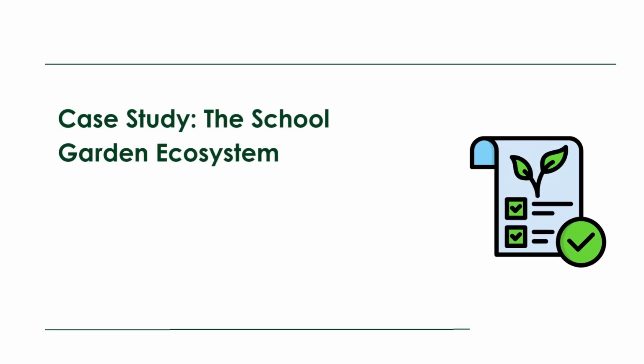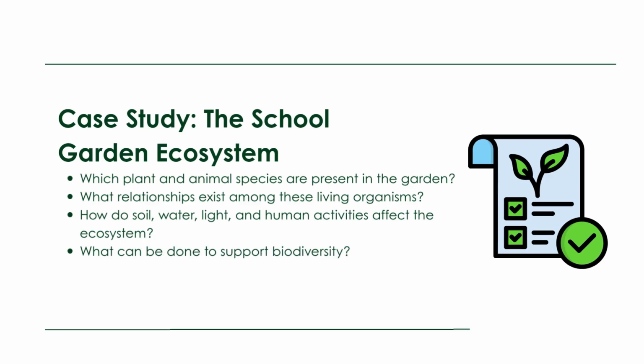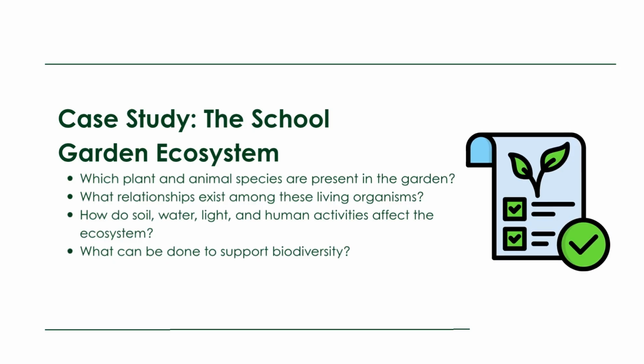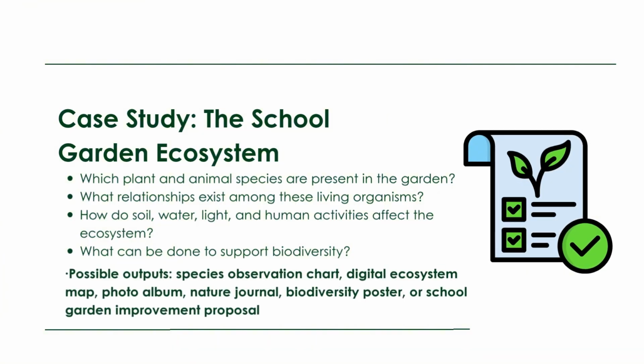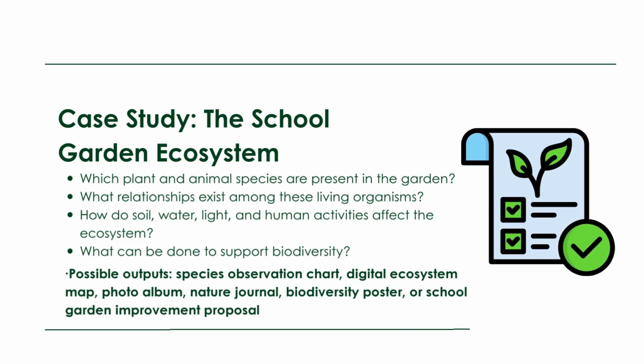Case study, the school garden ecosystem. Which plant and animal species are present in the garden? What relationships exist among these living organisms? How do soil, water, light, and human activities affect the ecosystem? What can be done to support biodiversity? Possible outputs: species observation chart, digital ecosystem map, photo album, nature journal, biodiversity poster, or school garden improvement proposal.